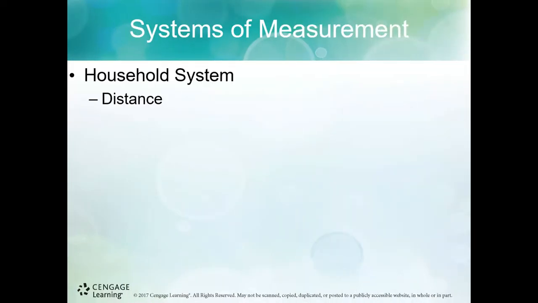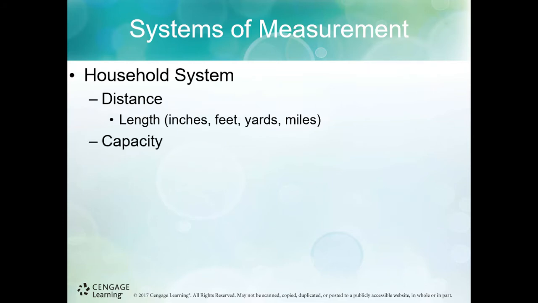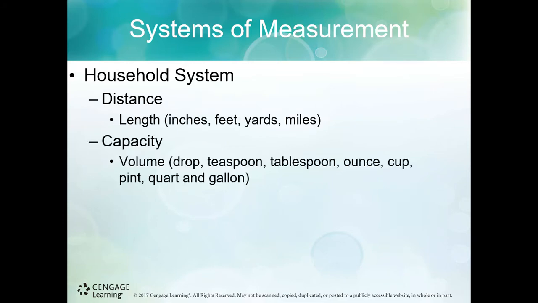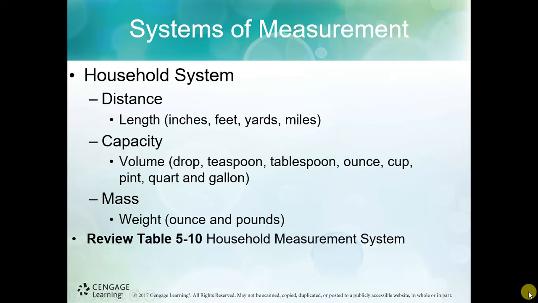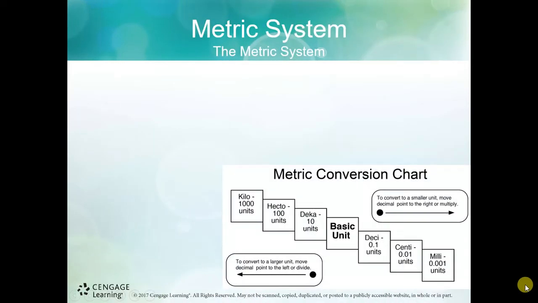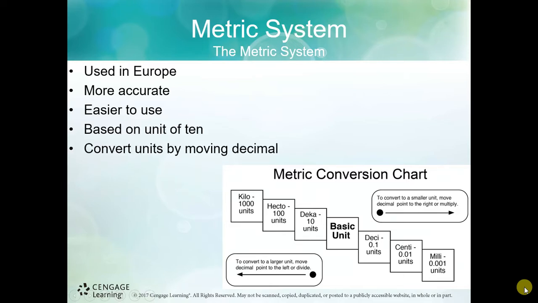Systems of measurement are several. There's the household system, and that's the one you're probably most used to. These are the different units for measuring distance, capacity, and mass, or weight. You can review that in your text. And there's a metric system, which is more commonly used in healthcare.